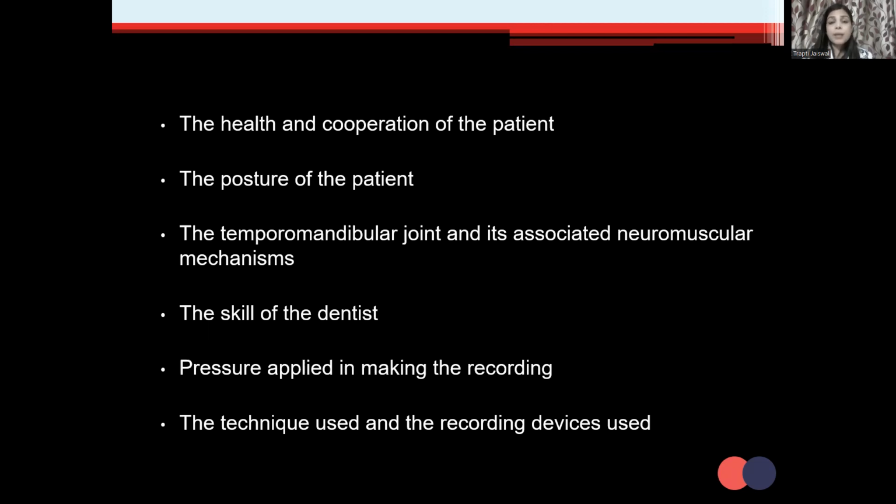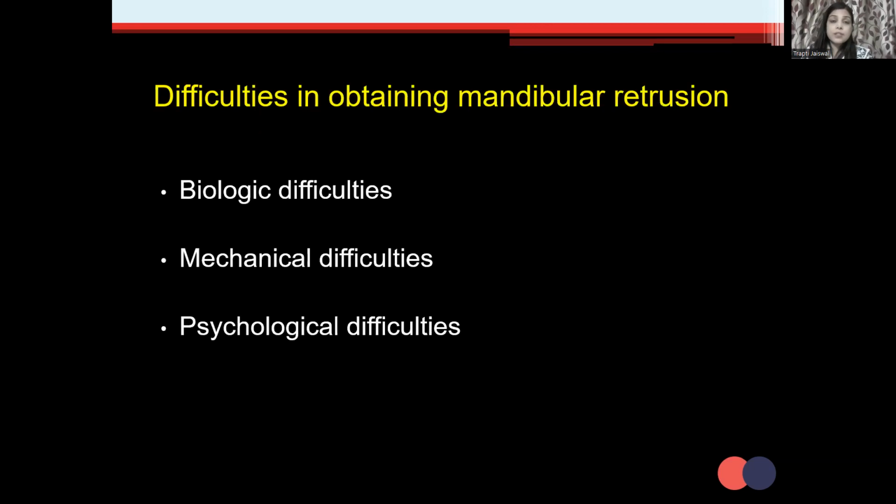And also the pressure: if we are applying too much heavy pressure in recording the centric relation position, then that will also affect the record, and we cannot determine the relation at the predetermined vertical dimension, so it will change the vertical dimension also. Hence pressure is also affecting the centric relation records. And the technique used and the recording devices used. For the recording devices, like the check record materials, some materials have better dimensional accuracy and some do not, so it will affect the accuracy of the centric relation records.